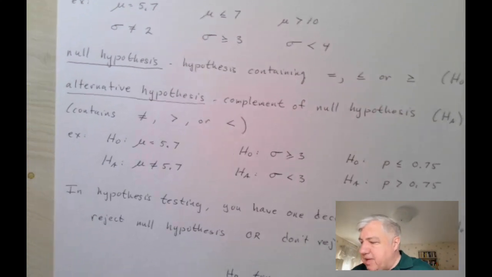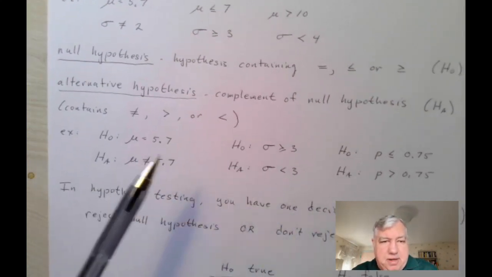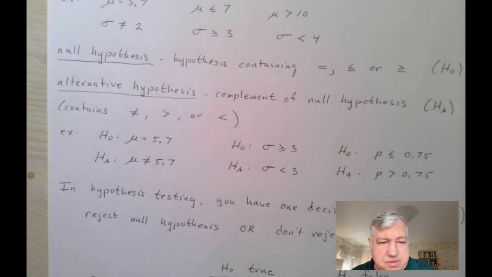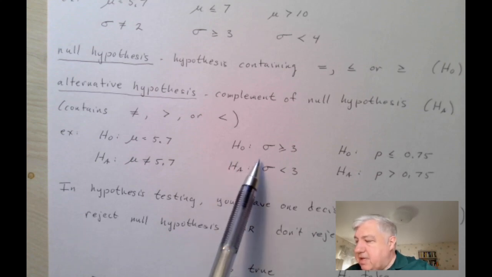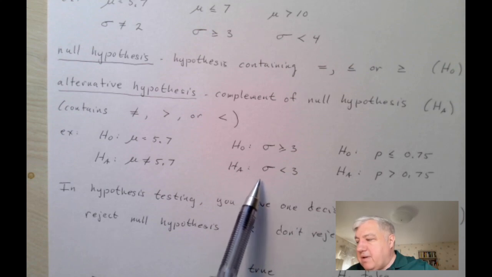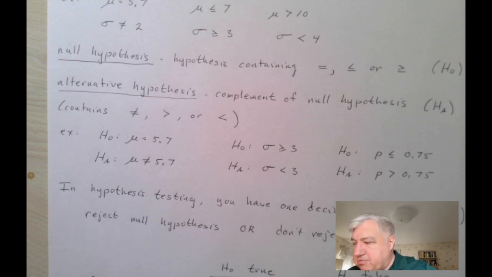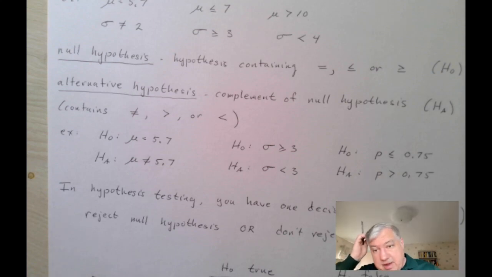So an example would be like if H0, the null hypothesis, says mu equals 5.7, the alternative hypothesis says mu is not equal to 5.7. If H0 says sigma is greater than or equal to 3, then the alternative hypothesis says sigma is strictly less than 3. Okay? If H0 says p, the population proportion, is less than or equal to 0.75, then the alternative is p is greater than 0.75, and so on. Okay.